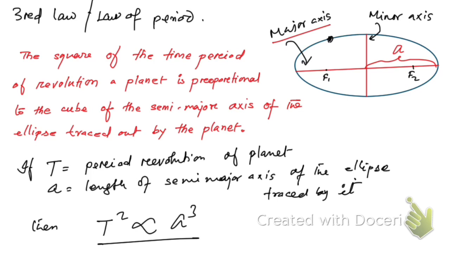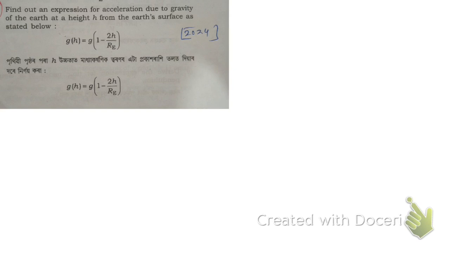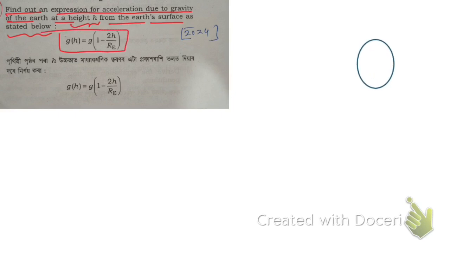Now let me take the next question. Here is the next question. Find out an expression for acceleration due to gravity of the earth at a height h from the earth's surface as stated below. So we need to obtain this expression. Suppose this is our earth.